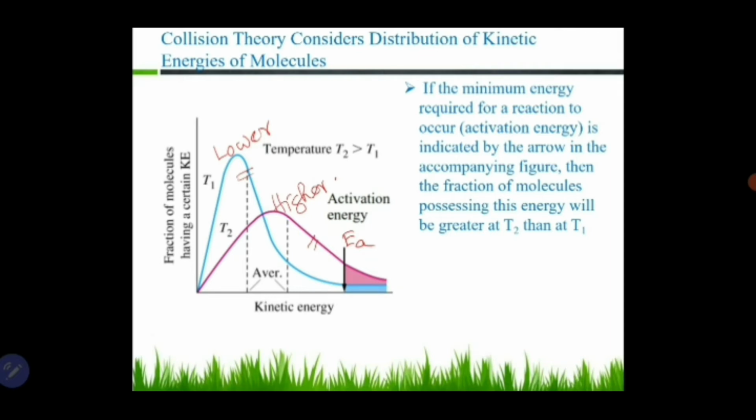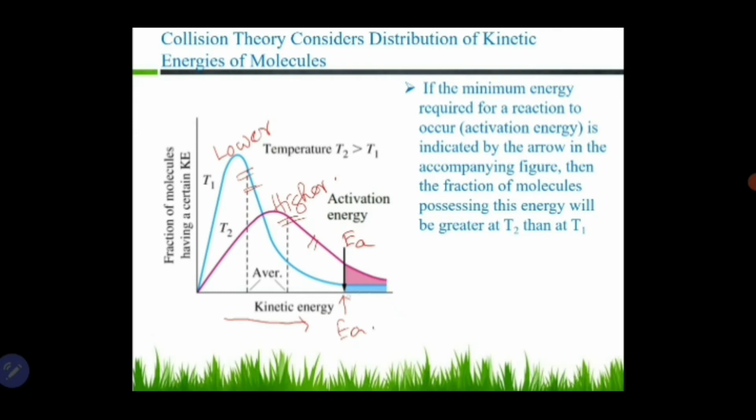So if the minimum energy required for the reaction to occur, that is the activation energy, is indicated by the arrow in the accompanying figure, then the fraction of the molecules possessing this energy will be greater at T2 than at T1. So this is the higher temperature and this is the lower temperature, and this is the kinetic energy of the molecule, and this point represents, as I have told, the activation energy. In order to convert the reactant molecule to the product molecule, they have to possess the minimum energy. That's what we call activation energy.